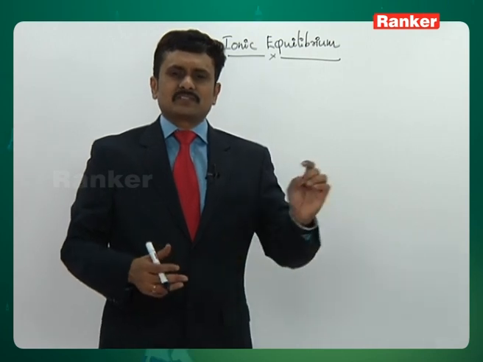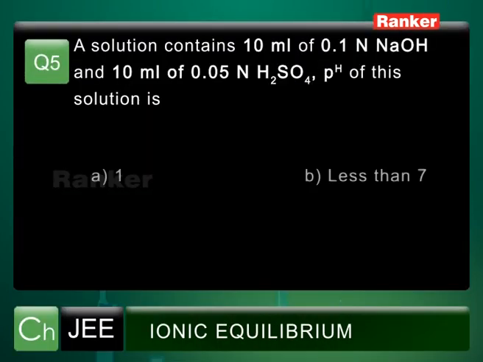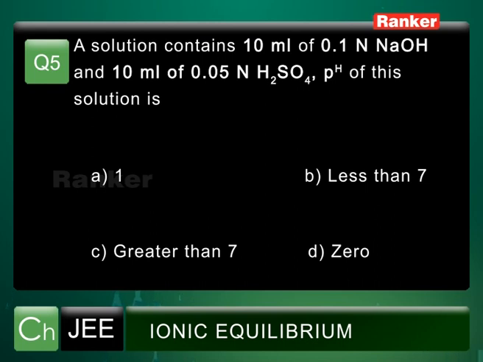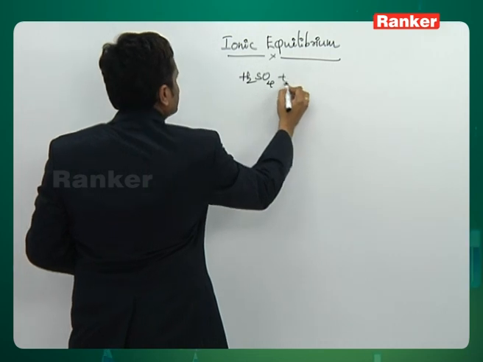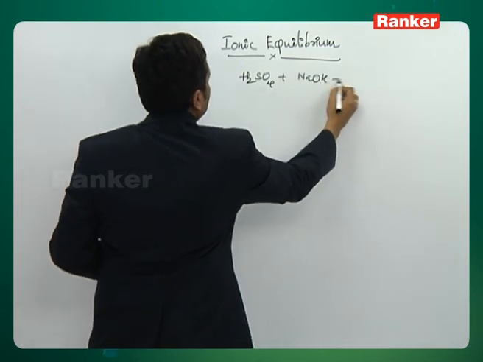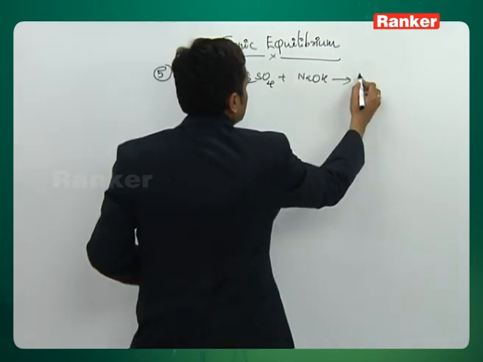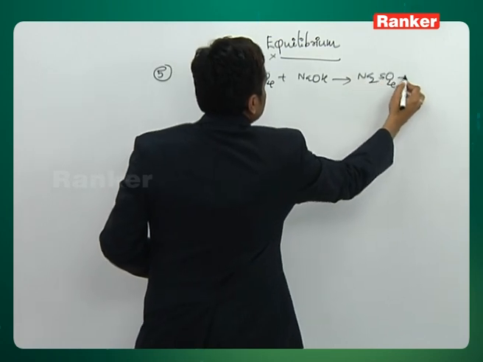Now we have a solution which contains 10 ml of 0.1 normal NaOH and 10 ml of 0.05 normal H2SO4. Then the pH of this resulting solution has been asked. Now we know that when I am mixing the aqueous solutions of acid and base, they are going to participate in the neutralization reaction to give you the salt and water.